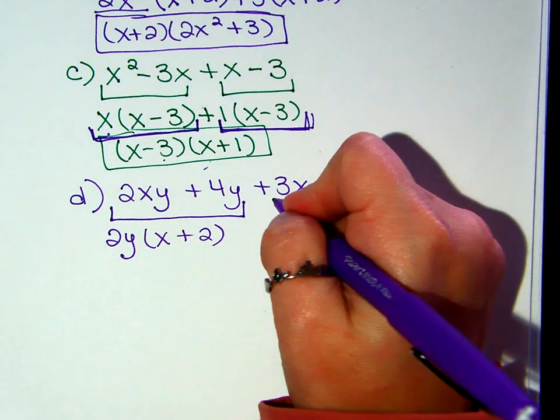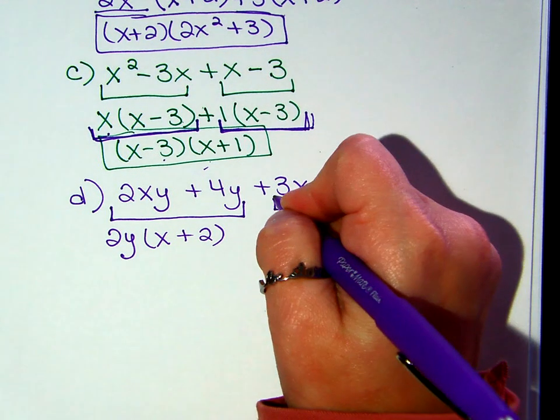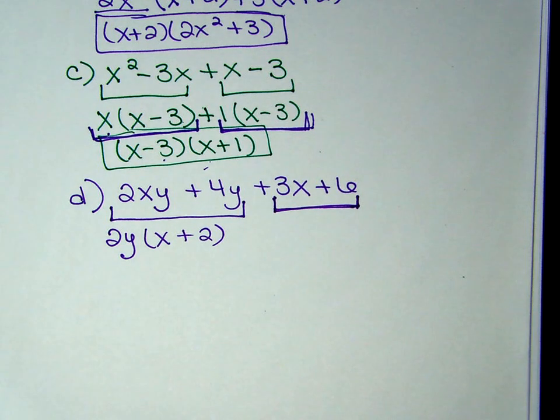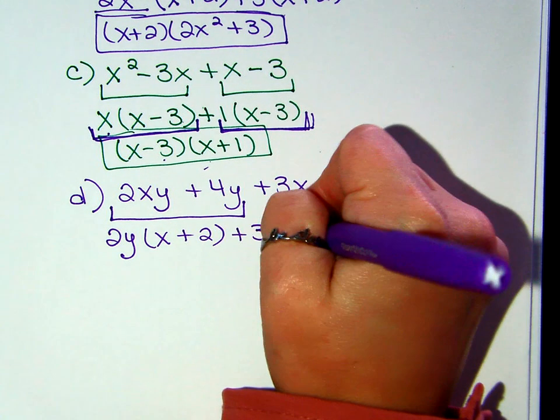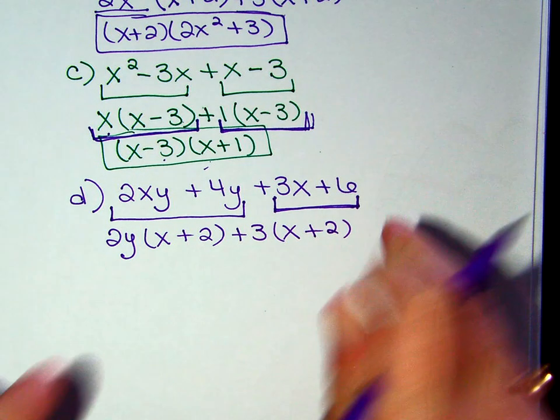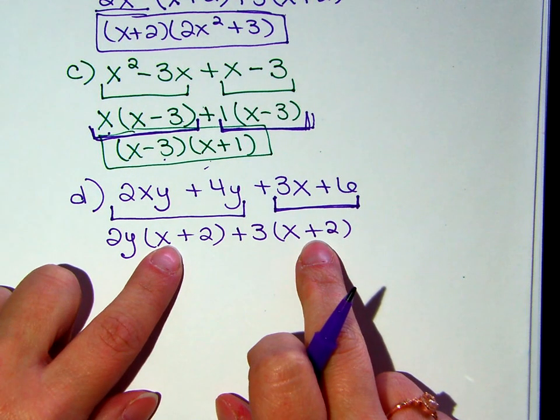Then I'm going to look at my second pairing. 3x plus 6. What does this have in common? What can I pull out? A 3. And if I pull out a 3, that's going to leave me with an x plus 2, which is good because that's what I have in the beginning.